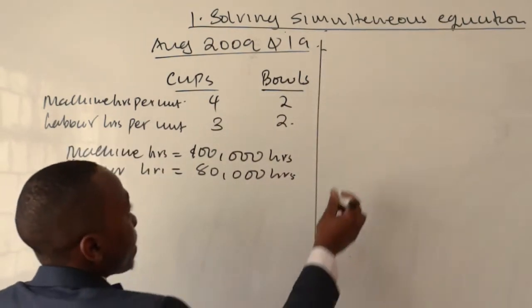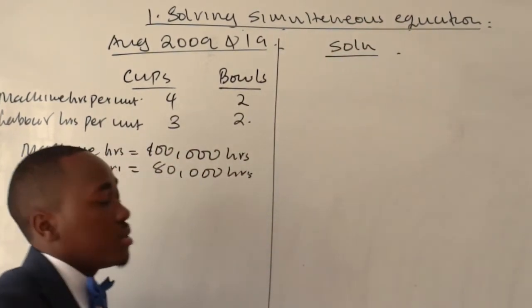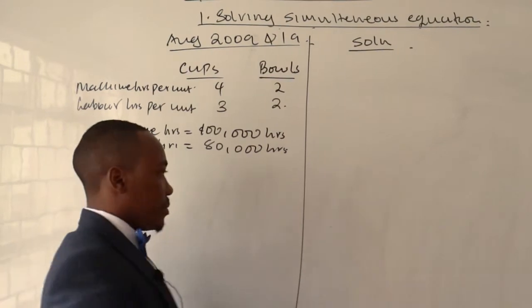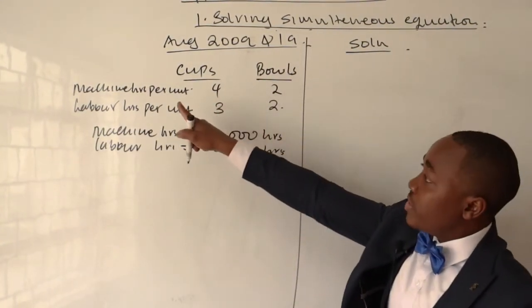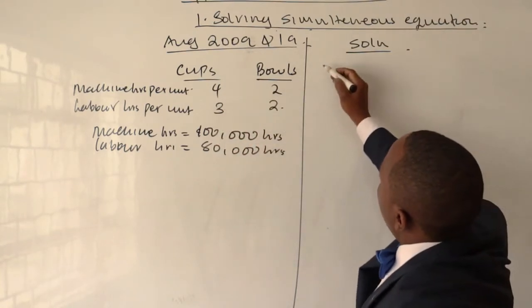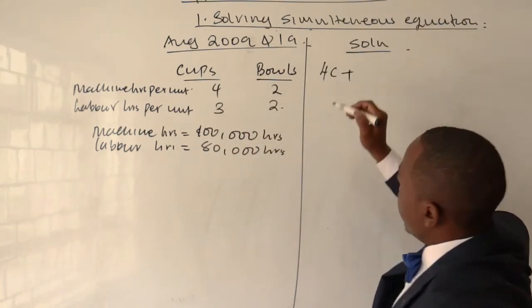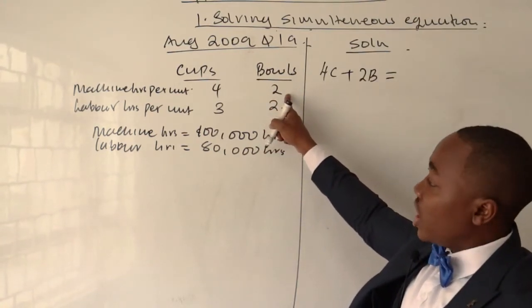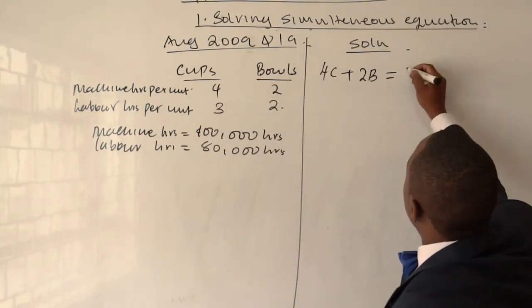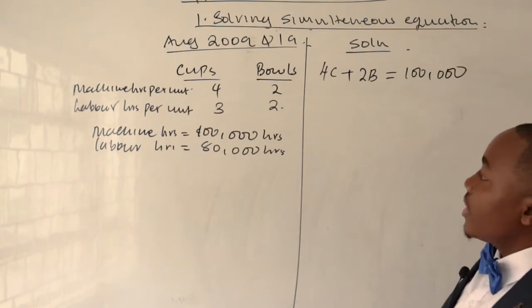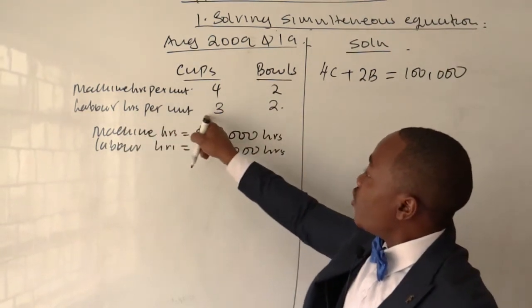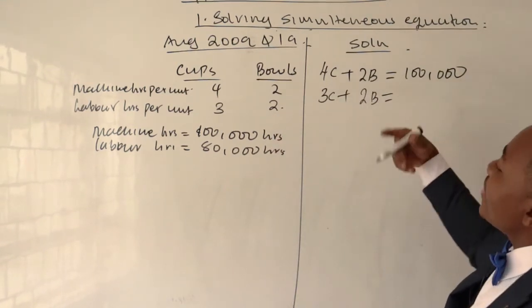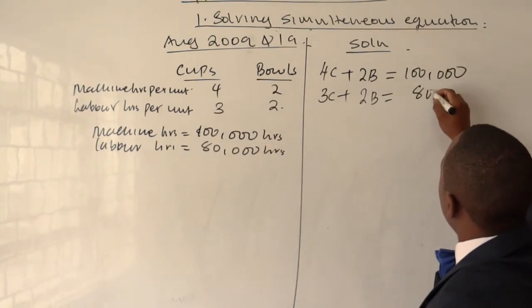Solution. You formulate it. In this case, you just take the coefficients based on the information given. You start with the machine hours. You require 4 machine hours to make a cup, plus 2 hours to make a bowl, and the total machine hours available is 100,000. Now, let's go to the labor hours. You require 3 hours to make a cup, plus 2 hours to make a bowl, and the total number of labor hours we have is 80,000.